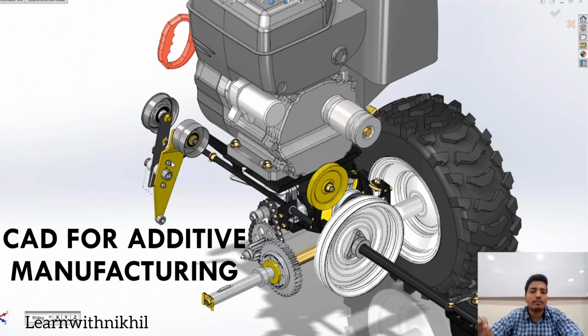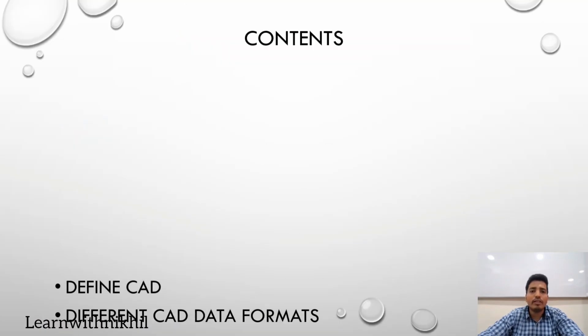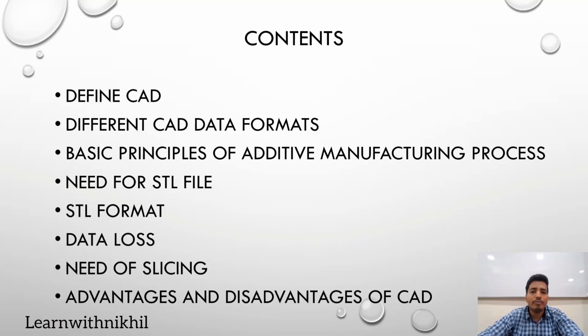So in this video we are continuing with the second topic, that is CAD for additive manufacturing. The contents we'll be covering in this chapter will be, first we'll define what is CAD, then different types of CAD data formats, then the basic principle of additive manufacturing, the need for the STL file, we'll study about the STL format, then the data loss arises, need of slicing, and then the advantages and disadvantages of CAD. So it's a simple structure. Let's begin.